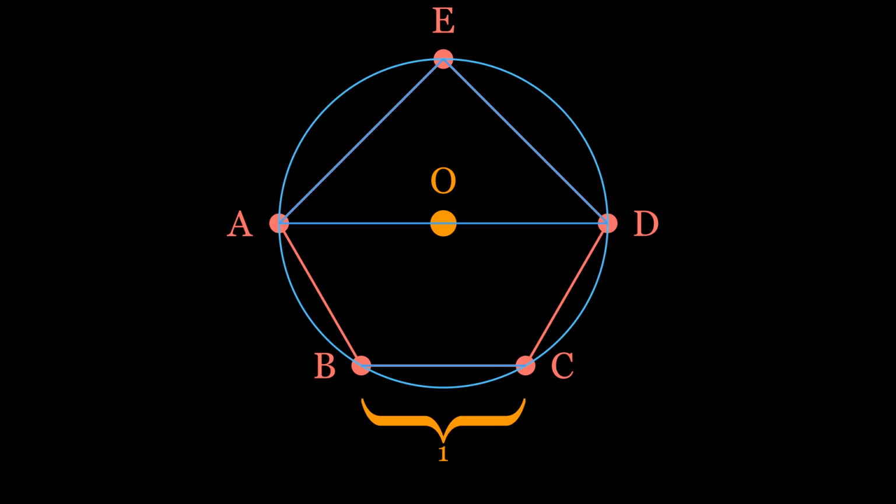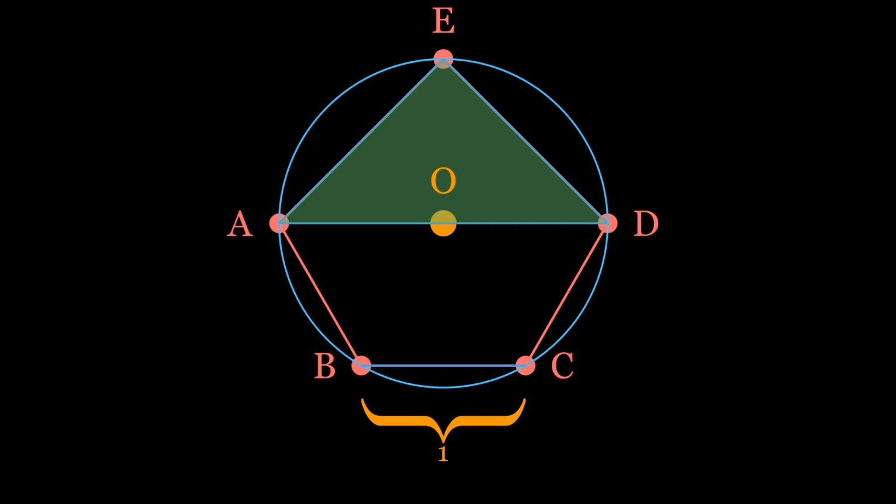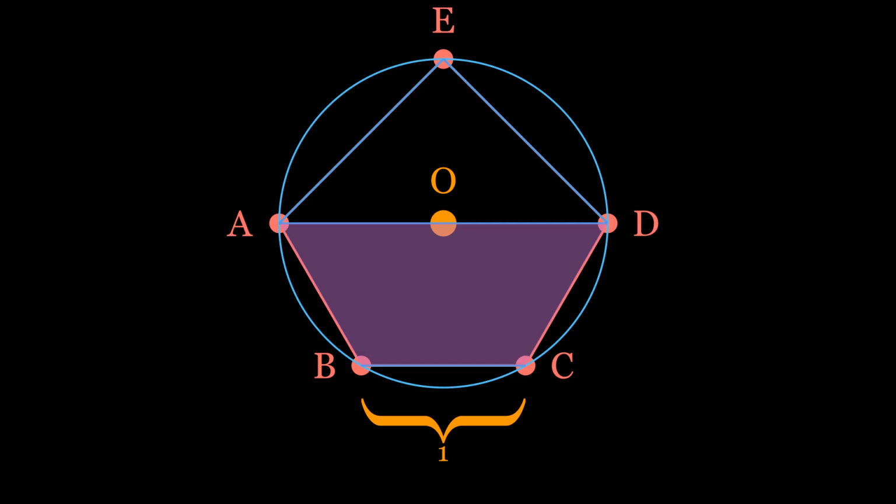Here's the key insight. We can split this pentagon into two simpler shapes. The first shape is triangle ADE at the top. The second shape is trapezoid ABCD at the bottom.